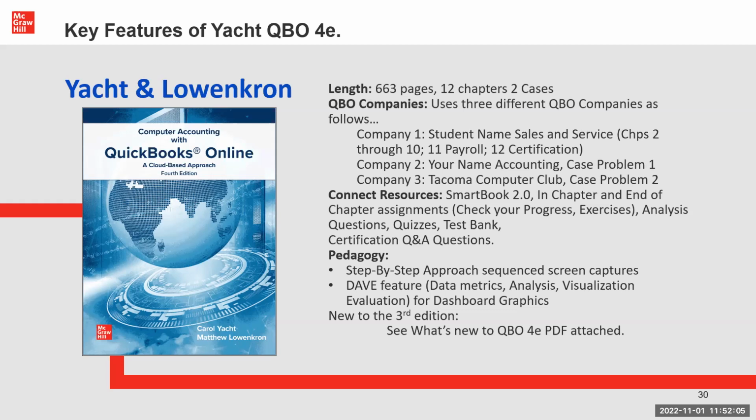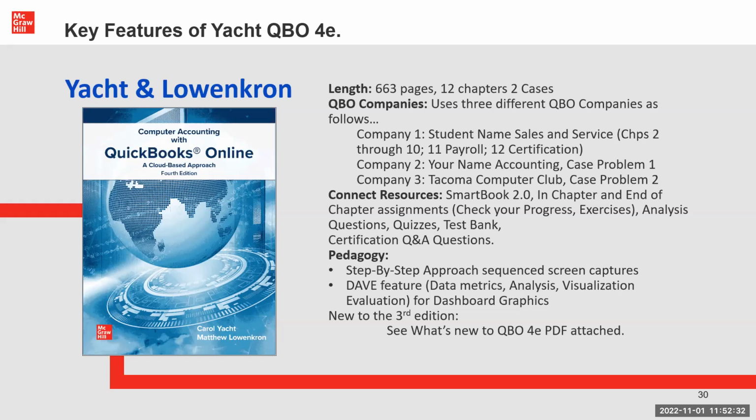Then there are 2 cases, each using a separate company. So Your Name Accounting is case problem 1, and then this Tacoma Computer Club, which is case problem 2. Case problem 1 can actually be assigned after probably the first 5 or 6 chapters of the book, because it's kind of a shorter case, and then the Tacoma Computer Club Company 3 case is a more comprehensive case.